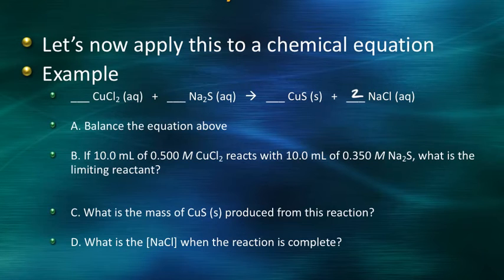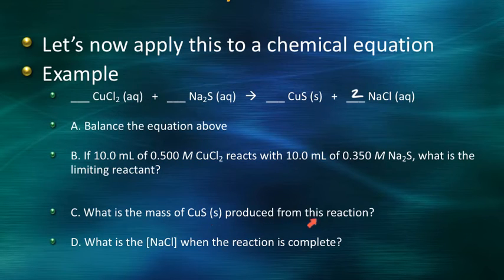Okay, so now that we've seen what a limiting reactant is, let's apply it to a chemical equation. So we've got an equation here, and we've got several questions, sort of in a stoichiometry style. The first thing to do is balance it. Well, we've gone ahead and done that, just put a 2 there. But we're going to answer these next questions on future slides so we have enough room for it. It says if 10 milliliters of 0.500 molar CuCl2 reacts with 10 milliliters of 0.35 molar Na2S, what's the limiting reactant? So it's either this one or this one since it's a reactant.